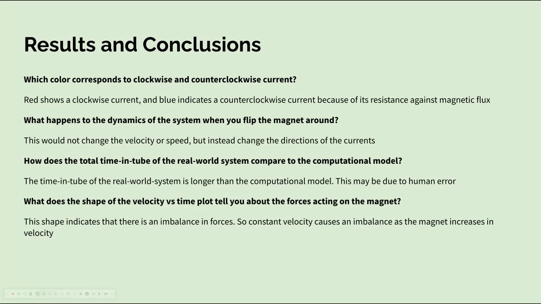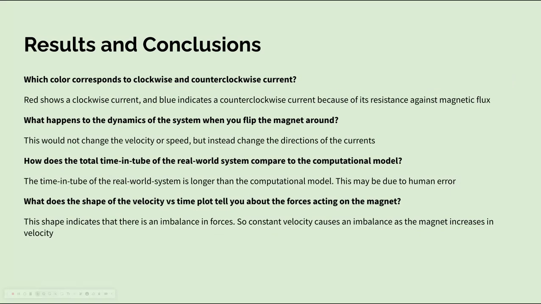What happens to the dynamics of the system when you flip the magnet around? This would not change the velocity or speed, but would change the direction of the current, so it would flip that around. How does the total time in the tube of the real world system compare to the computational model? The time in the tube of the real world system is longer than the computational model, but this may be due to the human error in our experiment.